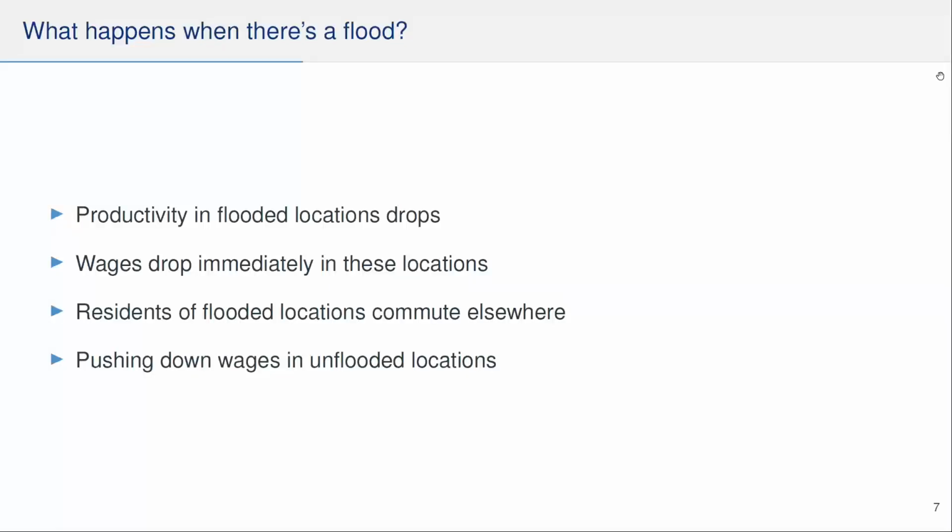Productivity in flooded locations drops. The wages drop immediately in those locations. The residents of flooded locations commute elsewhere, and that's going to spread the cost of the disaster to those other locations through changes in wages.